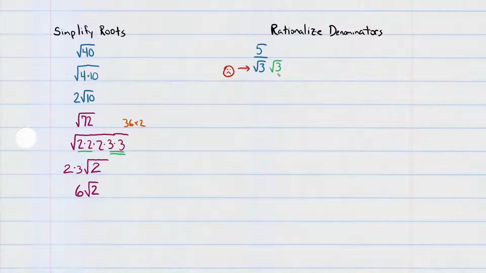Now, you're not just allowed to multiply by the square root of 3 because you feel like it, so you also have to multiply by the square root of 3 in the numerator. So what we're doing in green is we're multiplying by 1, and that's certainly allowed. But the effect that this has is in the numerator, we have 5 times the square root of 3, and in the denominator, root 3 times root 3 is 3.